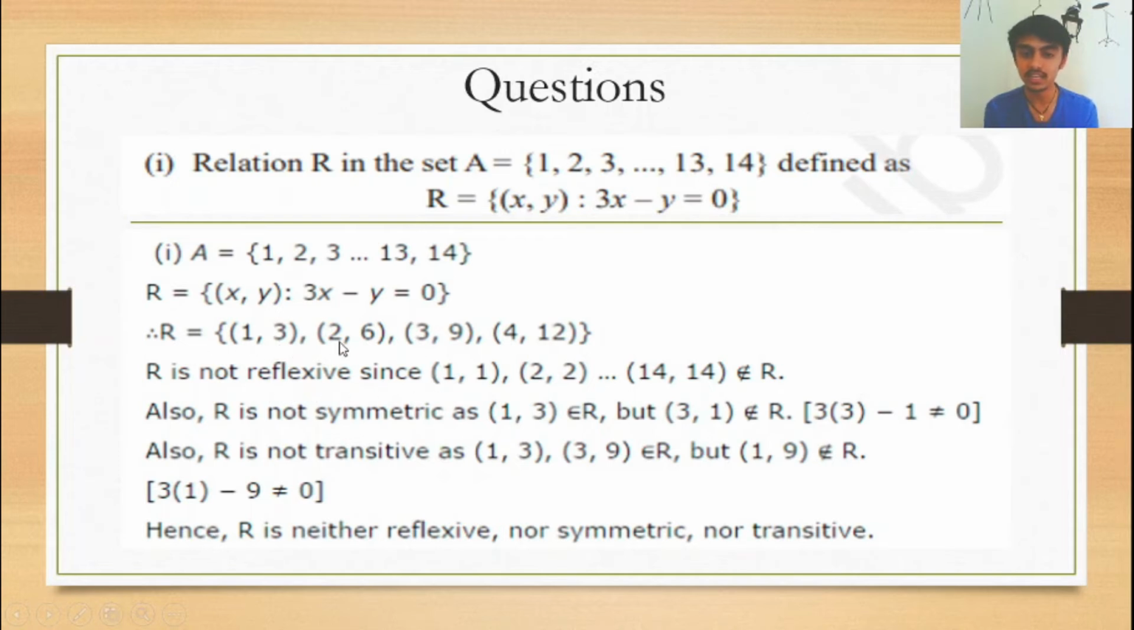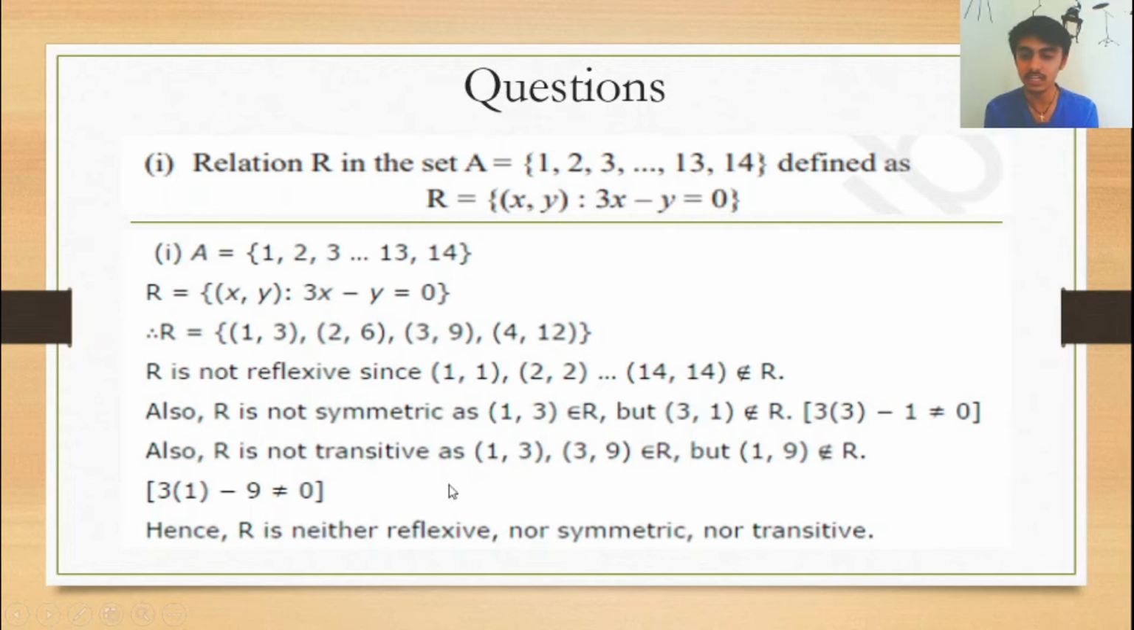1, 3 is there. Is 3, 1 there? Oh no, 3, 1 is missing. So, as 3, 1 is not there, we can say that it is not symmetric. Only one value is okay guys to just prove it wrong. It's a very big thing here, from 11 to 14, 14. You guys don't have to check so many. Just check 1, 1. It is not there, leave it. It is not reflexive. Let's check for symmetric. 1, 3 is there, is 3, 1 there? No. Therefore it is not symmetric.